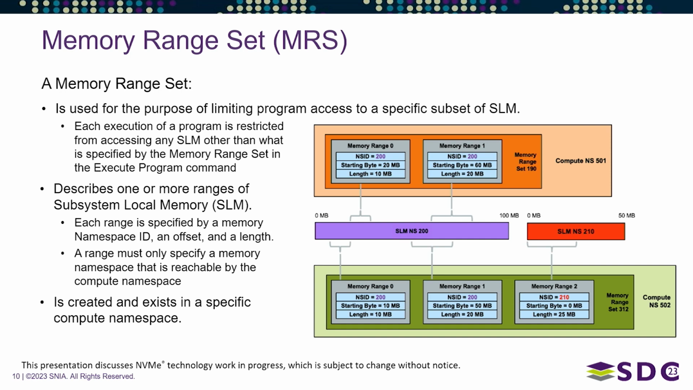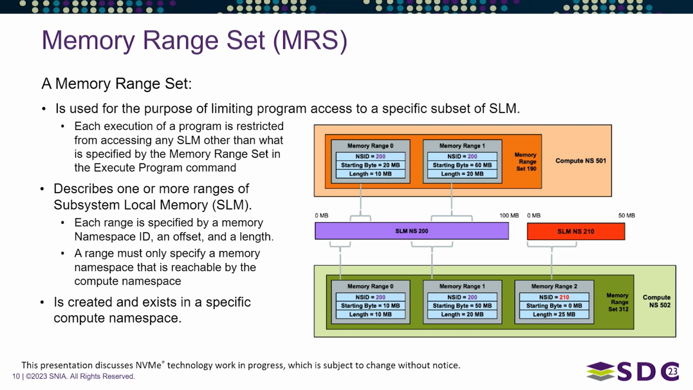In the bottom, you have compute namespace 502, and that particular compute namespace has a memory range set composed of three different ranges. You'll notice that the first of those ranges, range 0, is not overlapping with anything. The second range within that is actually overlapping with a range that was specified in the memory range set for compute namespace 501. Okay, why do you want that? What's the purpose behind that?